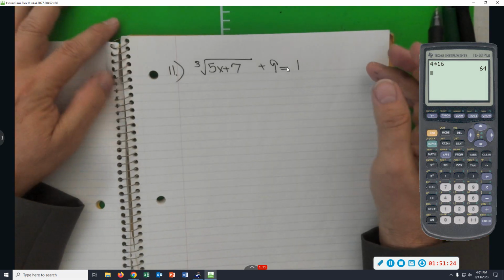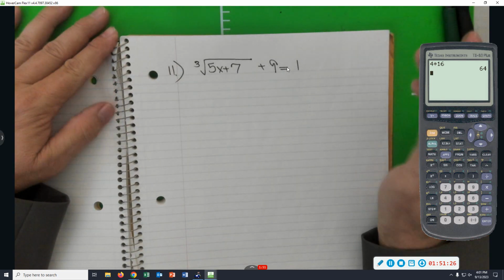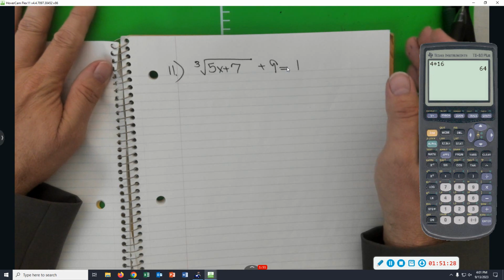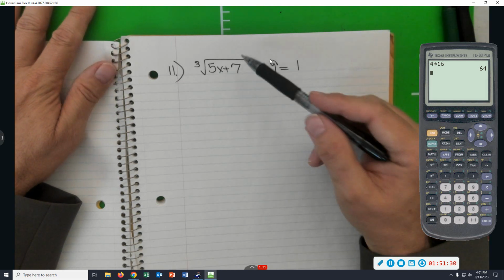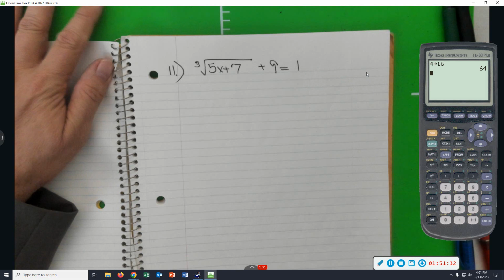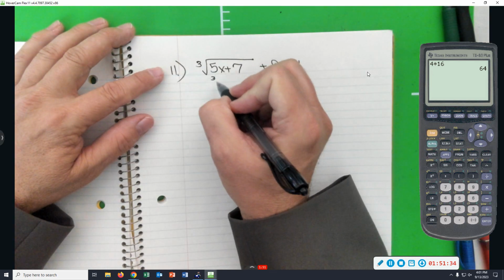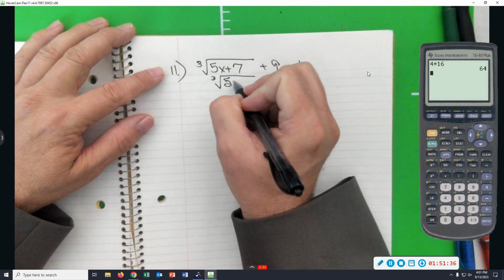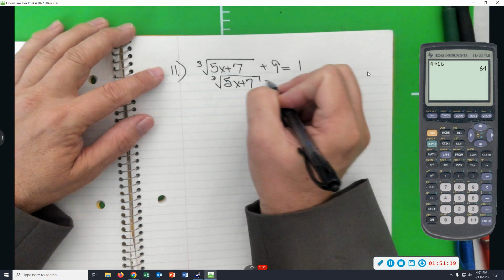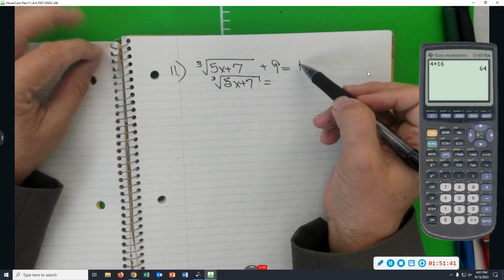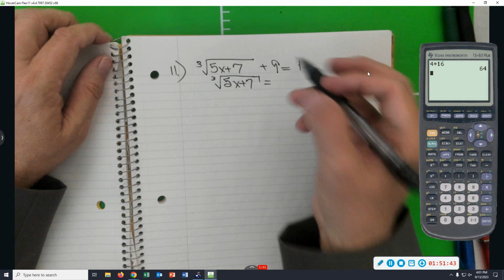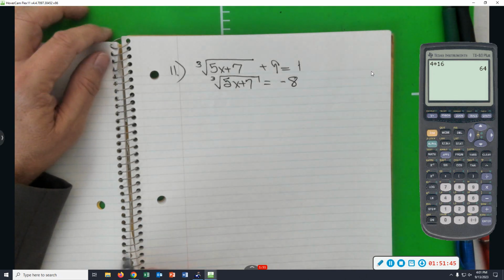There's only one first step that's correct. What is it? What am I going to do? Subtract 9. You've got to isolate the radical. So we're going to subtract 9. If you do anything other than subtracting 9 first, whatever it is, you're messing up. 1 minus 9 gives us a negative 8.